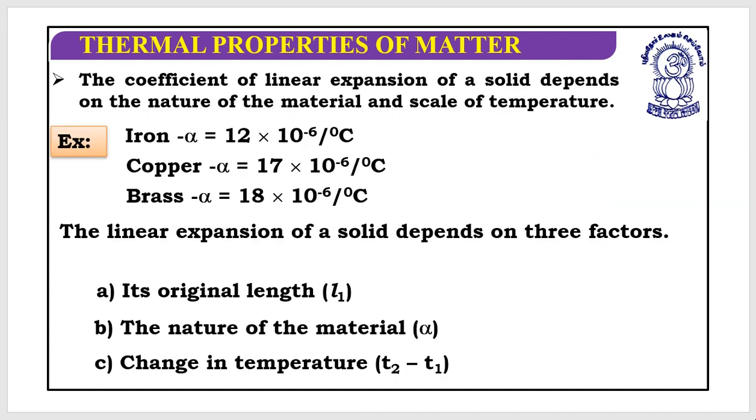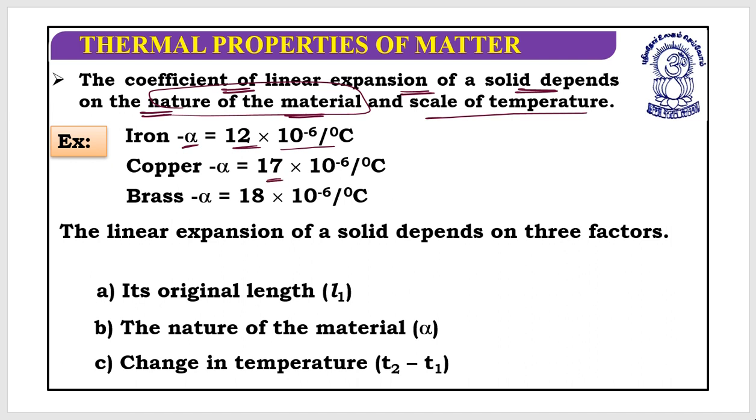Now, the coefficient of linear expansion of a solid depends on the nature of the material and the scale of the temperature. As it depends on the nature of the material, every different material has a different alpha. Let's look at this. We can say iron has an alpha of 12 into 10 to the power minus 6.